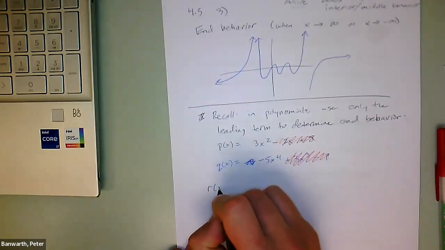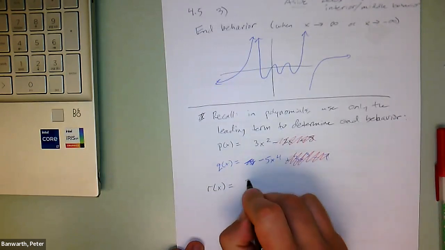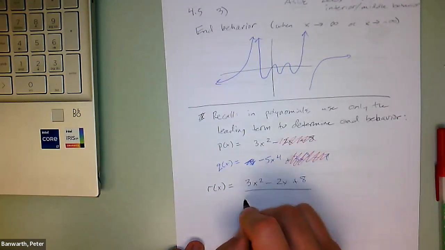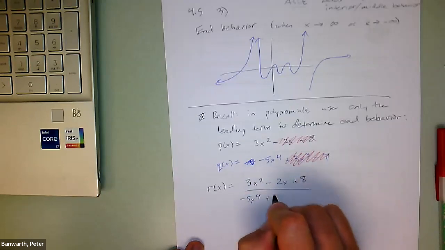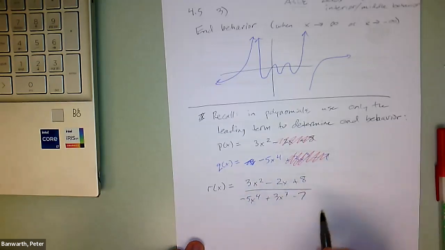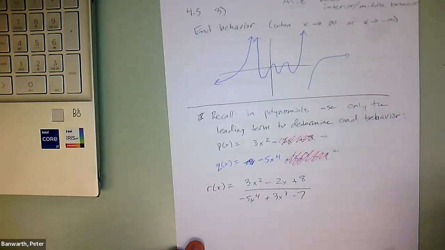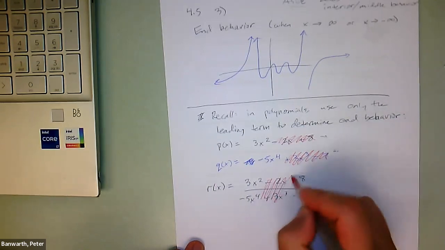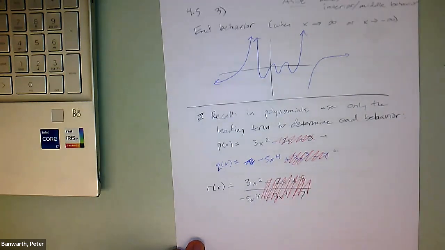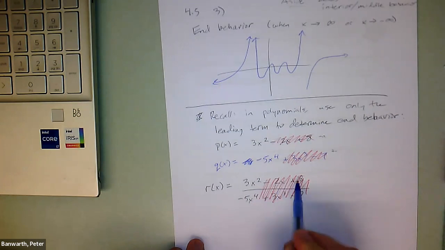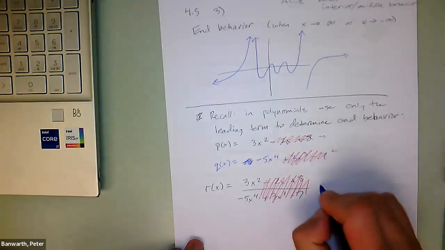Let's take my rational function, and I'm going to write it as 3x squared minus 2x plus 8 over minus 5x to the fourth plus 3x cubed minus 7. You may have noticed that those are these two polynomials. For end behavior, ignore everything but the leading terms. All of this stuff changes zeros and vertical asymptotes, but it has no effect on horizontal asymptotes or end behaviors.